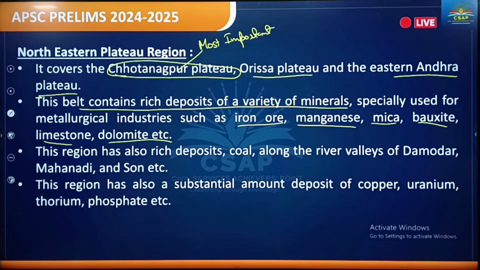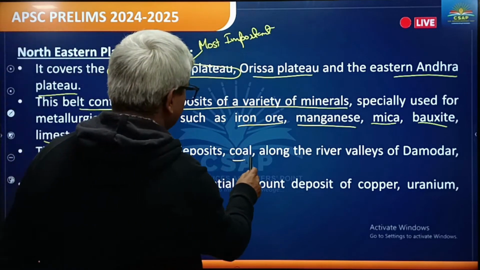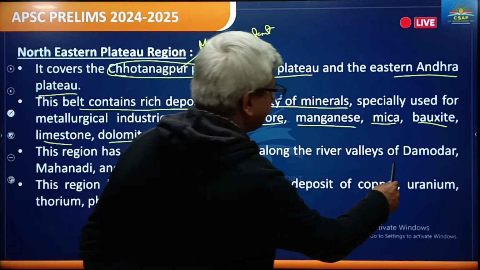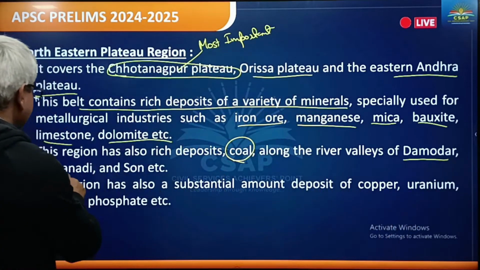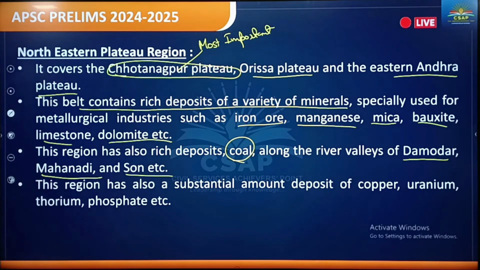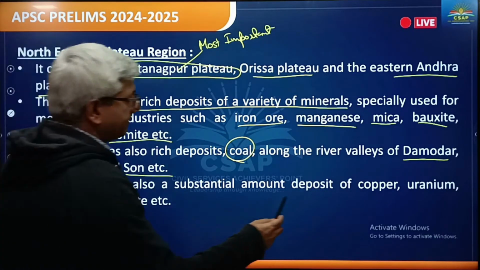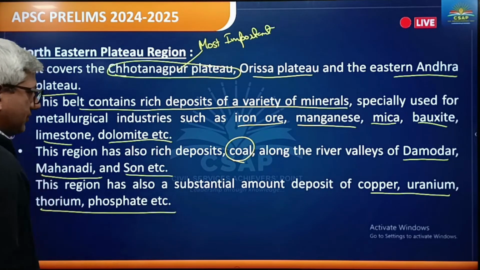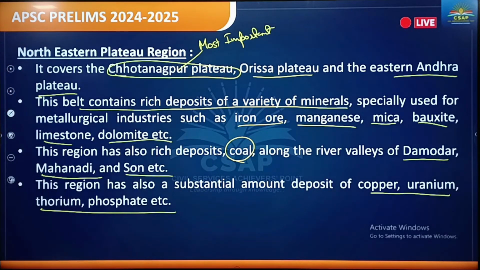Fine. This region also has rich deposits of coal along the river valleys of Damodar, Mahanadi and Son. It also has a substantial amount of deposits of copper, uranium, thorium, phosphate, etc.